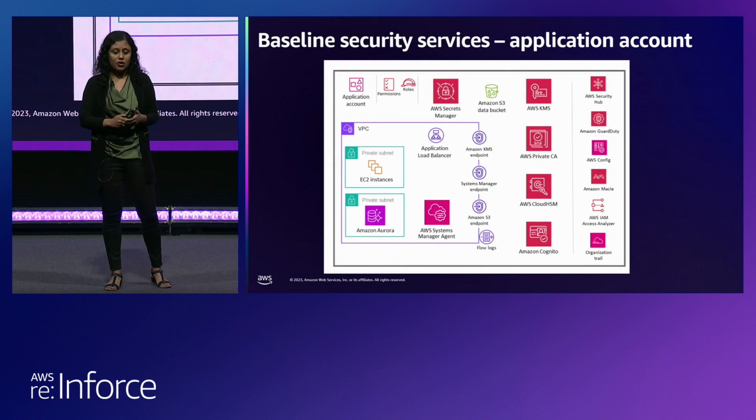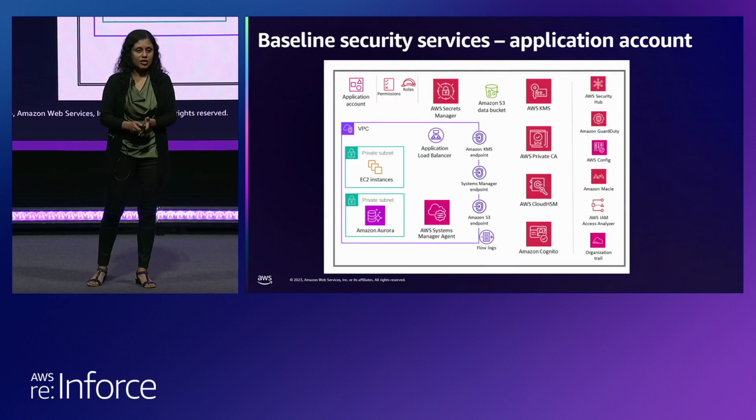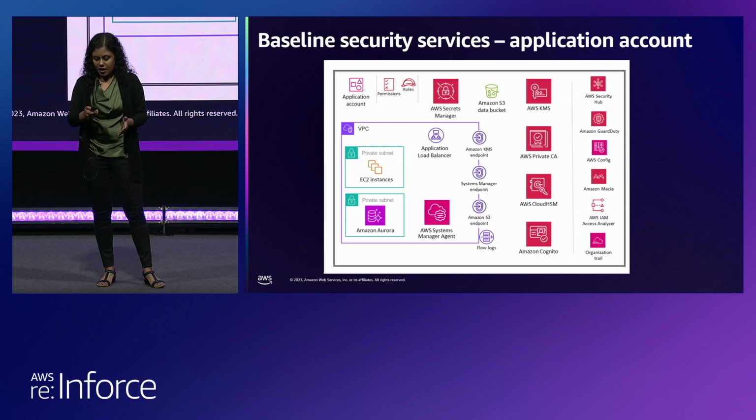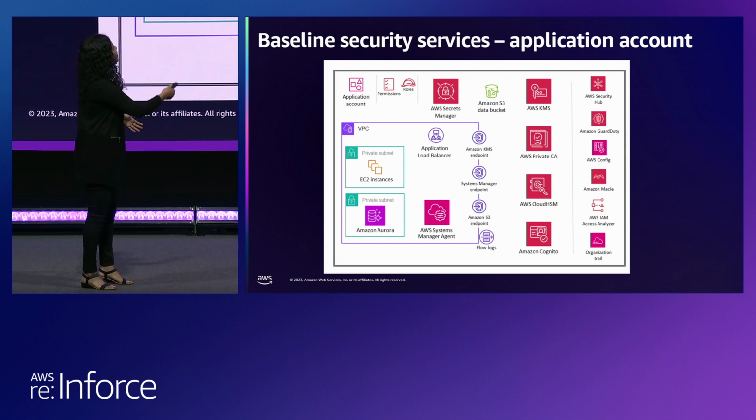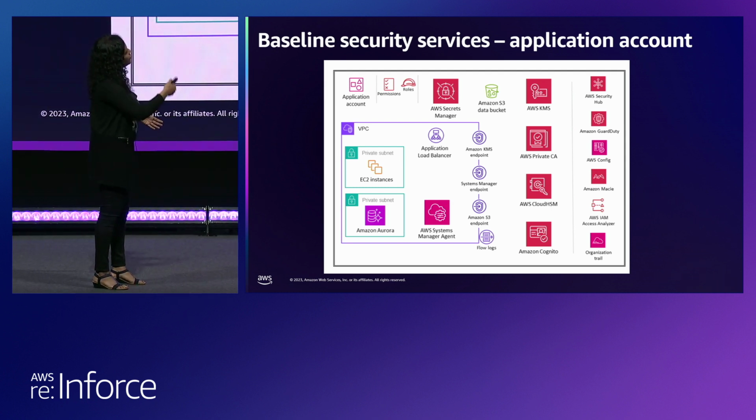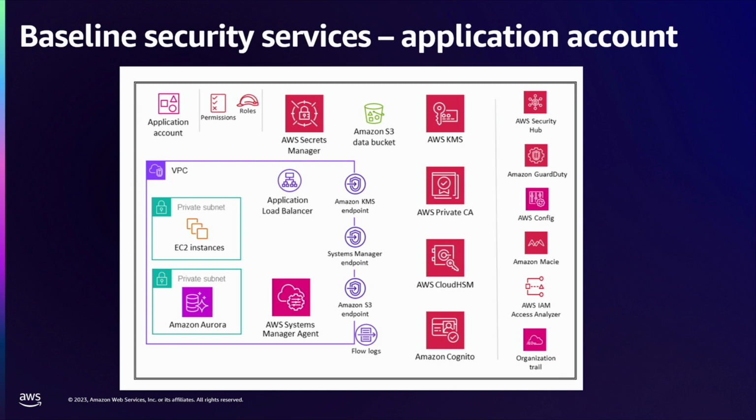This is a screenshot from our application account in the Security Reference Architecture. If you look here, on the right-hand side, you see these services in small font divided by this line. These are the services that apply as baseline services in all of your AWS accounts. So if you look at the Security Reference Architecture diagram, you'll see this pattern in all these accounts, because we recommend deploying these services as baseline services.